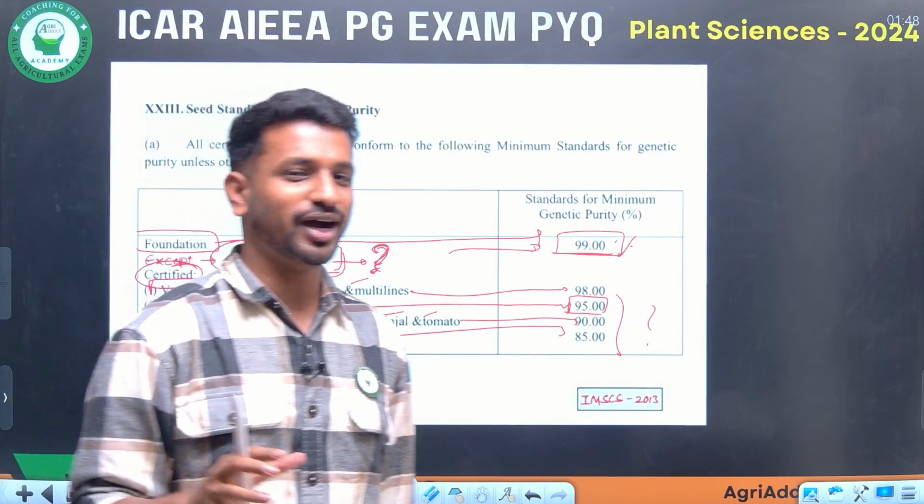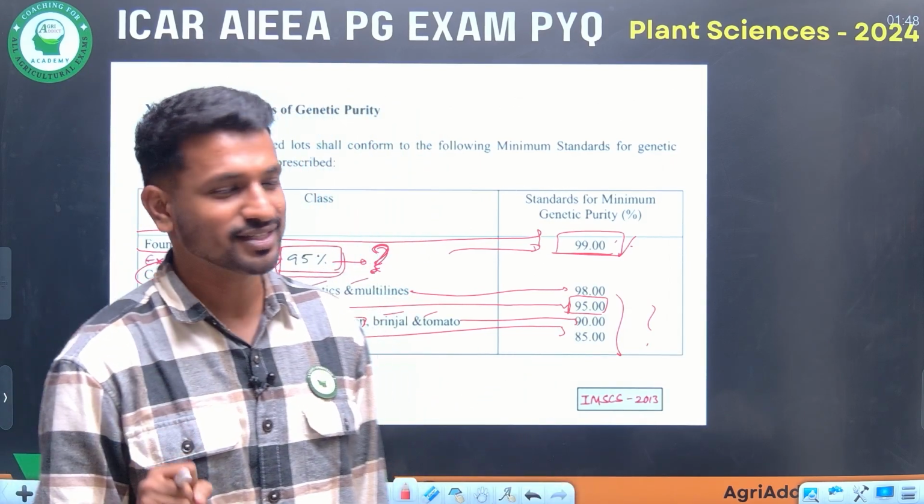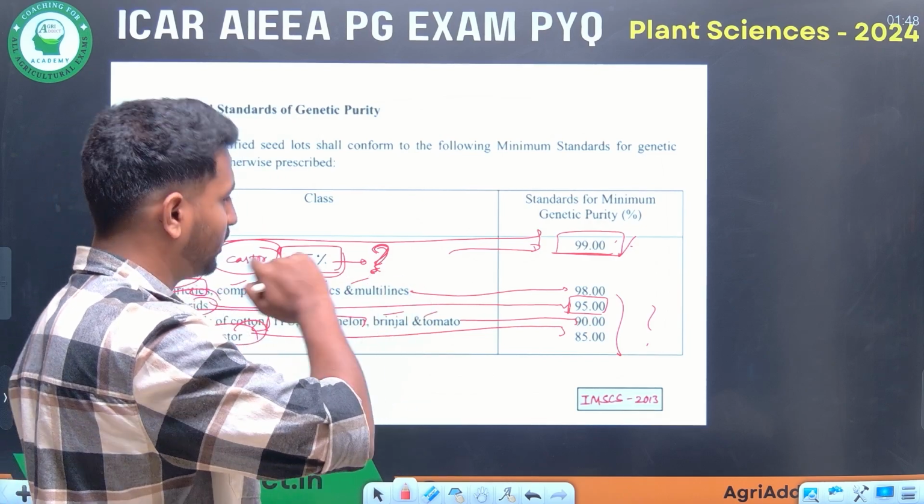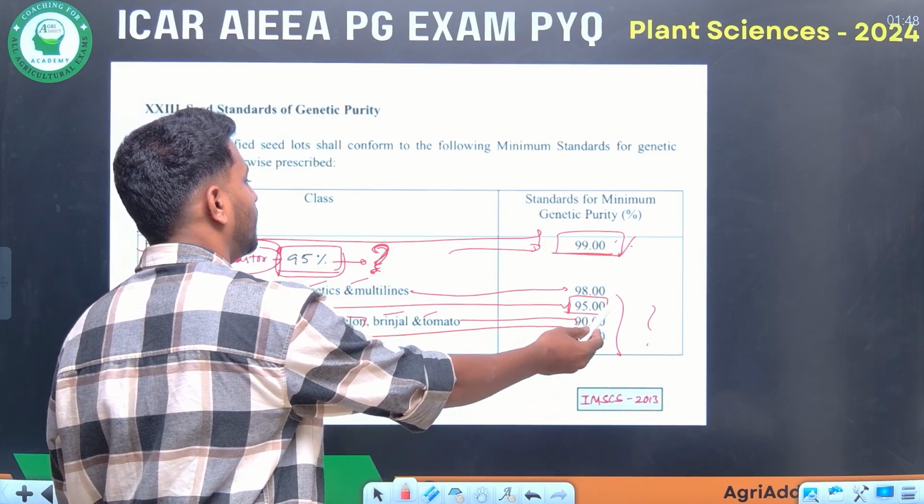I want you to comment on this video regarding the reasons why the genetic purity percentage for these hybrids is a bit less than the standard one, which is 95.